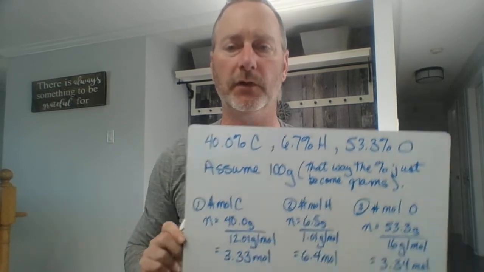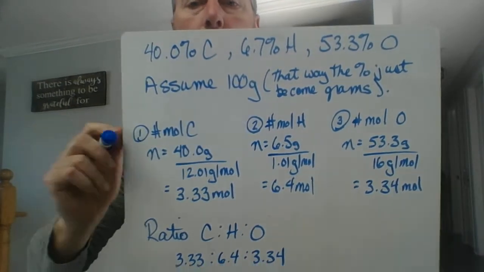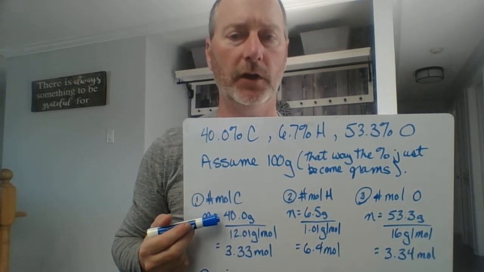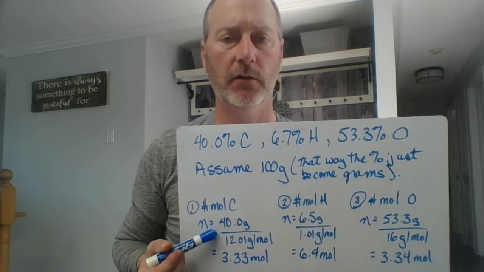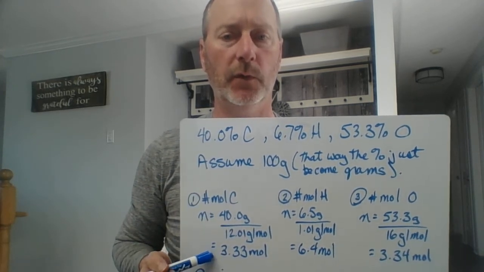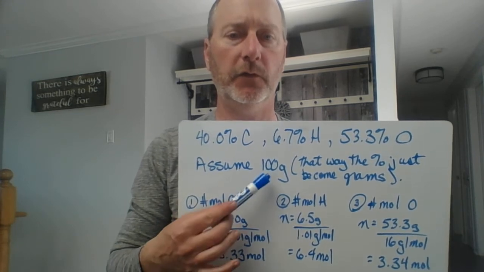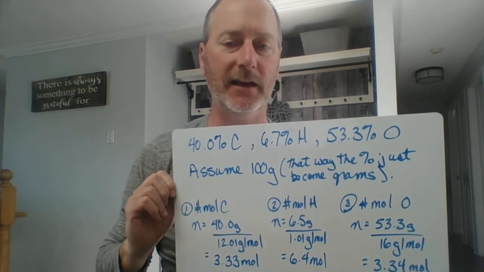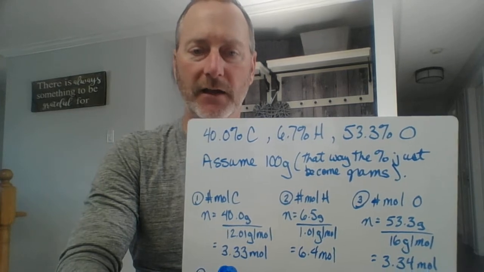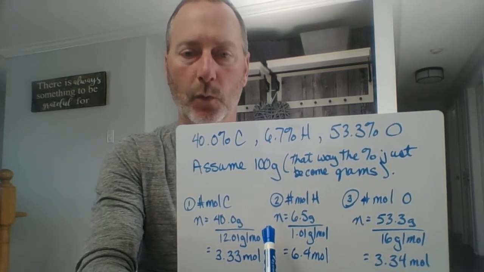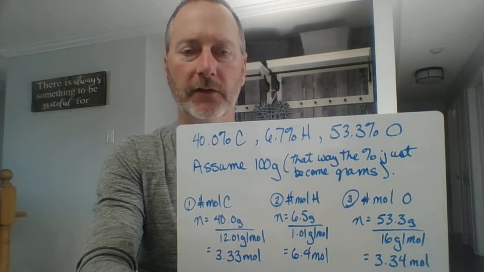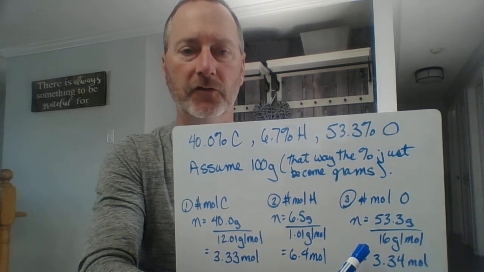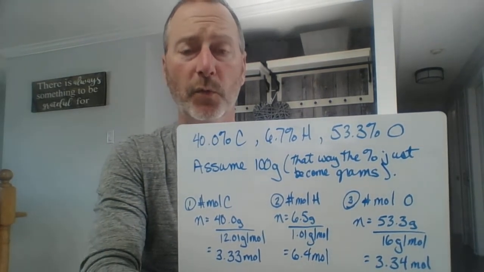So the first thing we're going to do is find, for each one, the number of moles. Here we go, number of moles of carbon, 40 grams, which I got from my percentage, divided by the molar mass of carbon, 12.01, gives 3.33 moles. Then 6.25 from my percentage, divided by 1.01. Now remember, as we saw before, we're not adding up the number of atoms in this particular case. It's just what comes out of the periodic table. 1.01 is the molar mass of hydrogen, giving 6.4, and then 53.3 divided by the molar mass of oxygen, which is 16, gives 3.34.